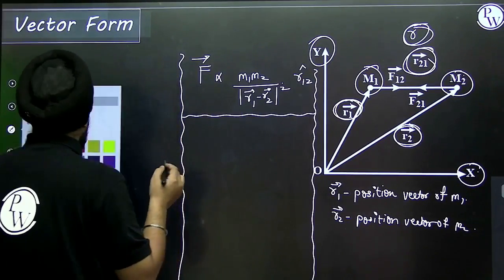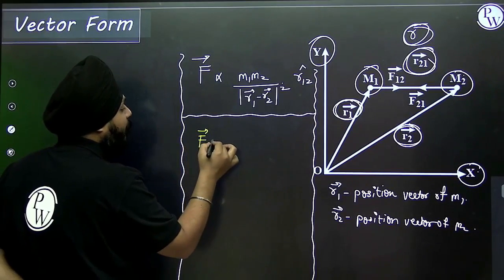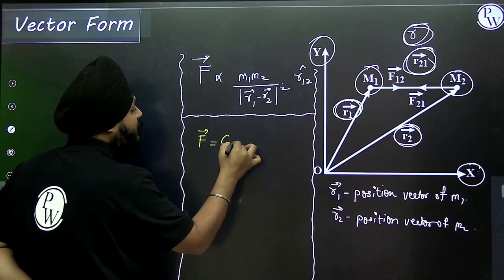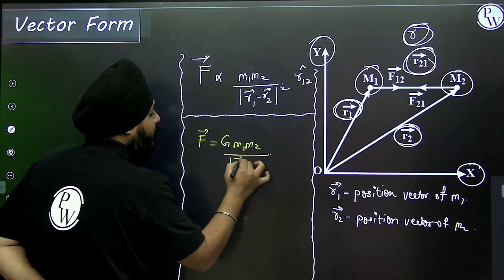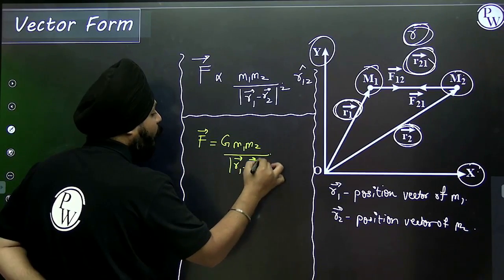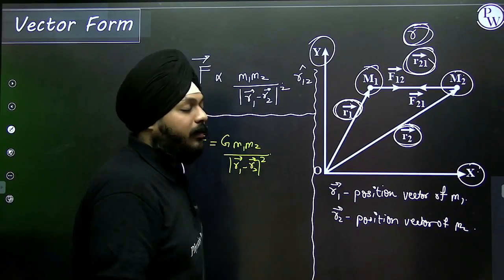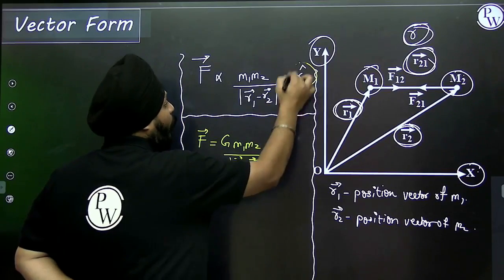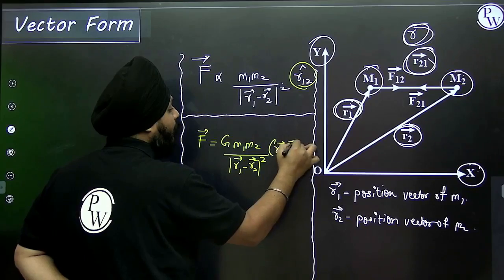Now, evaluating this further, removing the proportionality sign, we have force F equals G m1 m2 whole divided by R squared, using the distance formula. This thing you have already seen in mathematics, that is the distance formula. I replace this as R1 vector minus R2 vector.